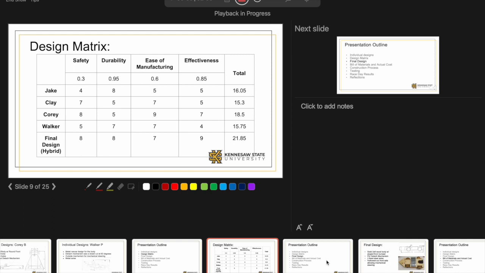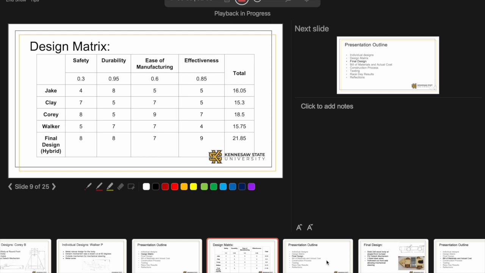Basically, safety. The safety concerns really were built into the project. Durability is because we had 3 runs to go through, 3 rounds. But let's look at the scores. Jake's design was a 16.5, Clay's was a 15.3, Corey's was an 18.5, and mine was a 15.75.